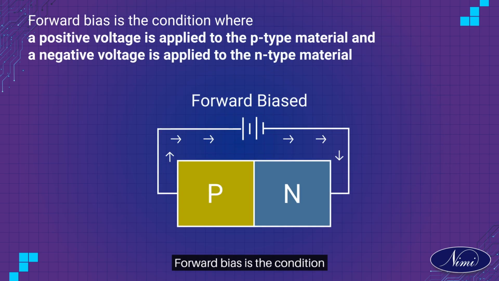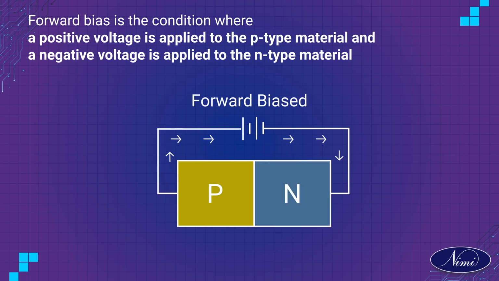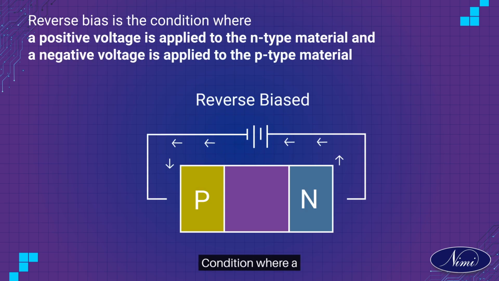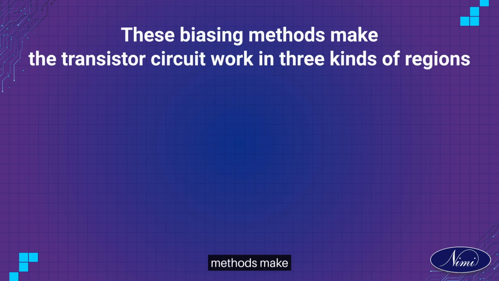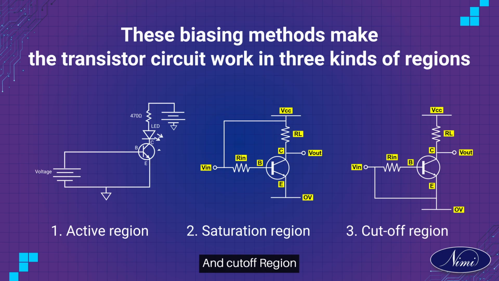Forward bias is the condition where a positive voltage is applied to the p-type material and a negative voltage is applied to the n-type material. Reverse bias is the condition where a positive voltage is applied to the n-type material and a negative voltage is applied to the p-type material. These biasing methods make the transistor circuit work in three kinds of regions: active region, saturation region, and cutoff region.